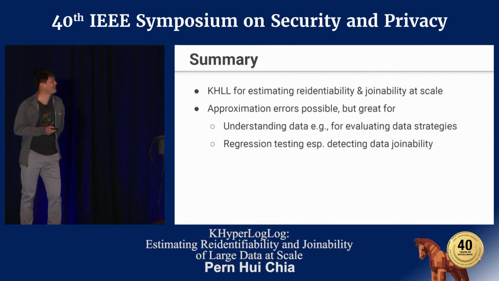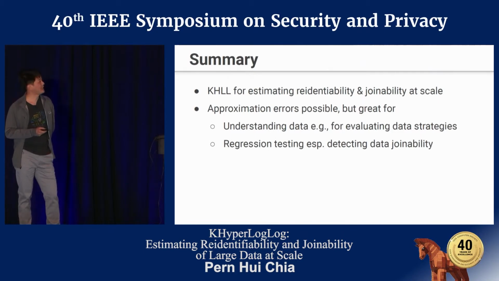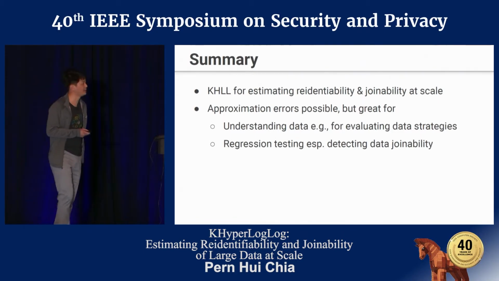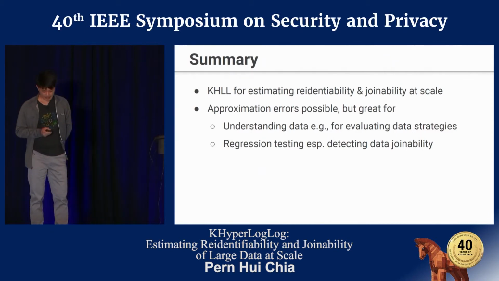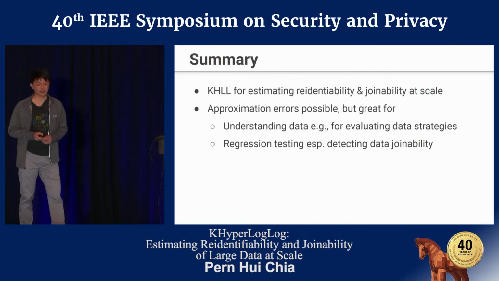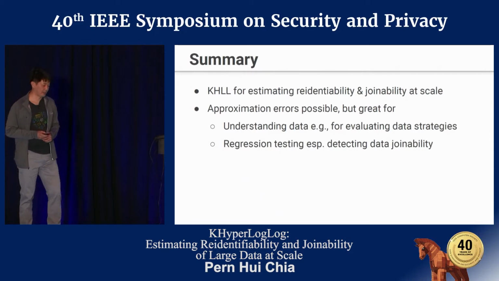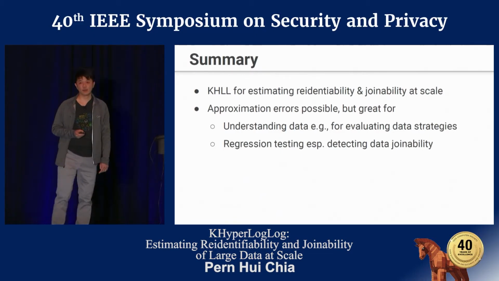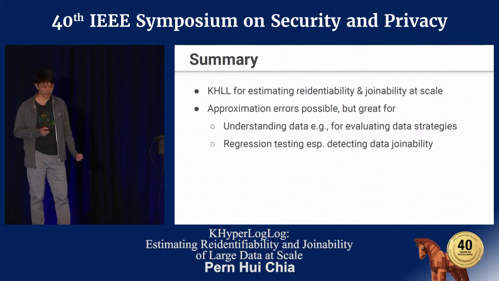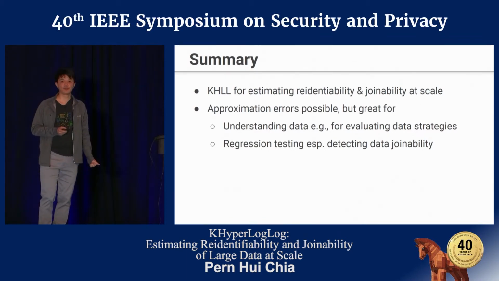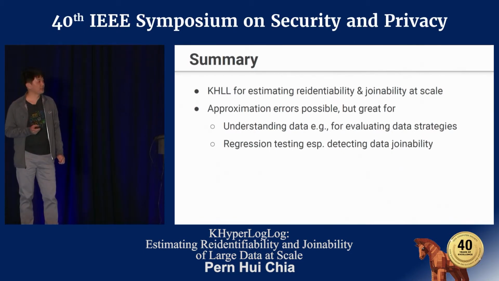So in summary, we introduced KHyperLogLog for estimating reidentifiability and joinability at scale. There could be some approximation error, but in practice, we think that it is a rather useful tool for us to understand the characteristics of the data and to inform the decision makers when choosing a data protection strategy. We also find it to be particularly useful for regression testing, particularly for detecting data joinability due to occasional data logging errors.